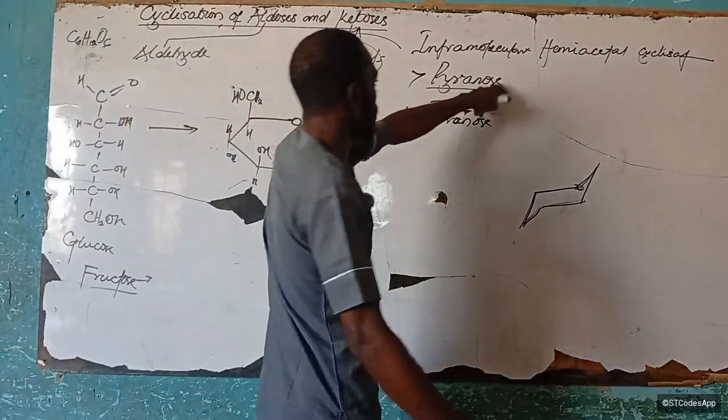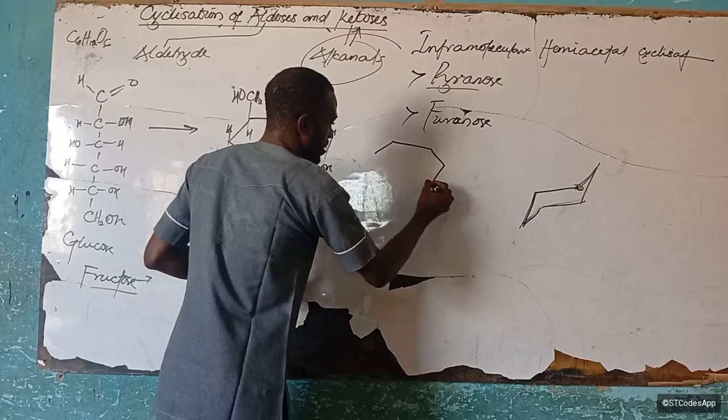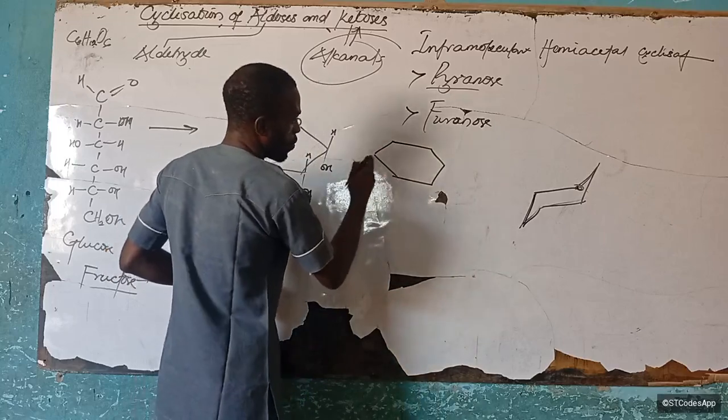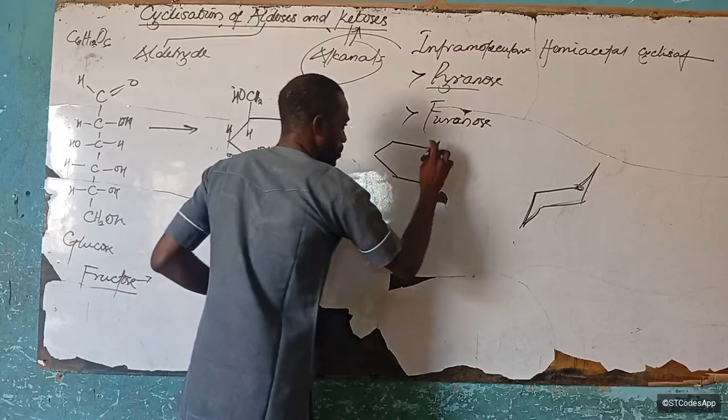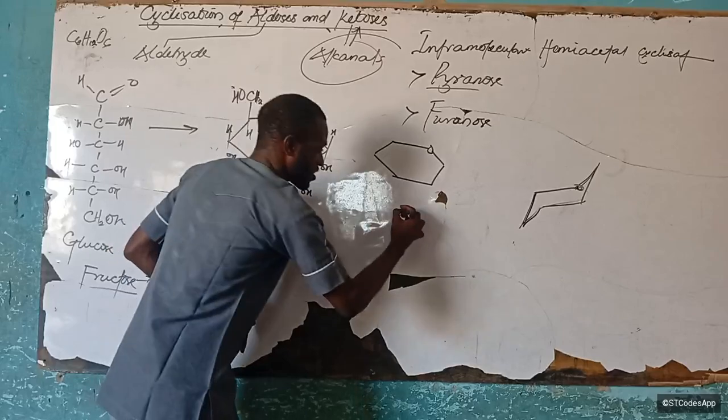I said when they cyclize, they form a pyranose, and this is a pyranose here. Pyranose simply means 6 edges: 1, 2, 3, 4, 5, 6. But because it's sugar, there's going to be an O here. This is pyranose, and this is furanose here.